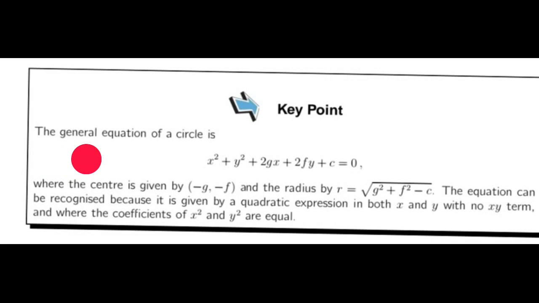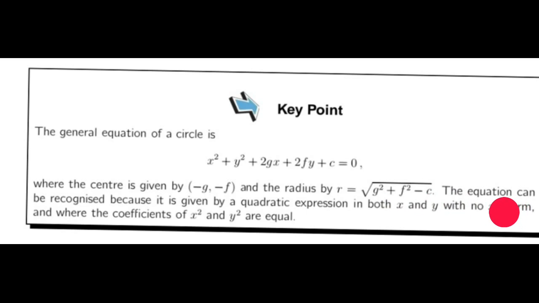The general equation of a circle is x square plus y square plus 2gx plus 2fy plus c equal to 0. Center is given by minus g comma minus f. Radius r equal to square root of g square plus f square minus c.